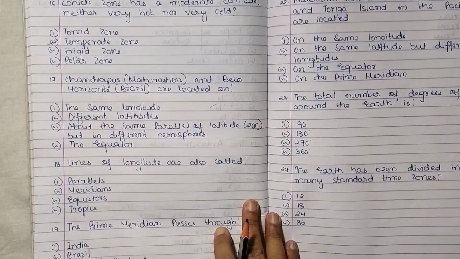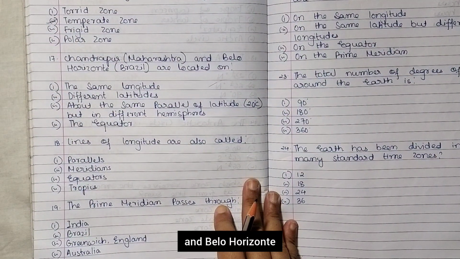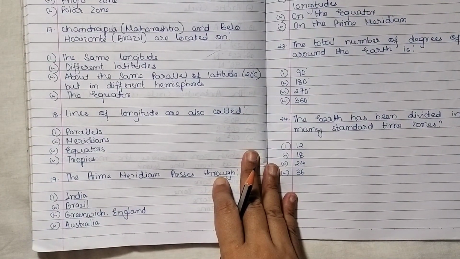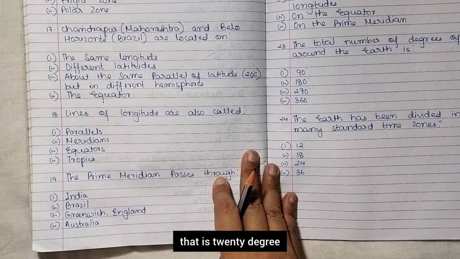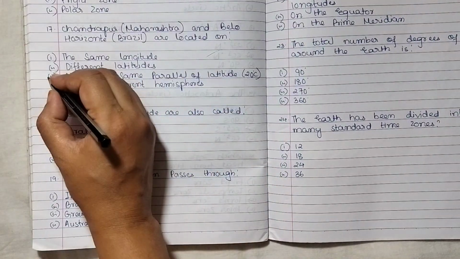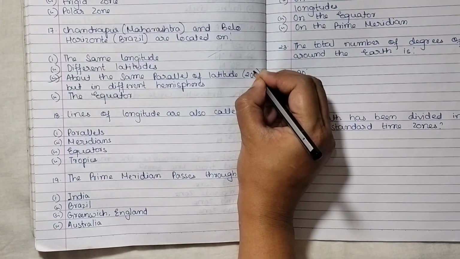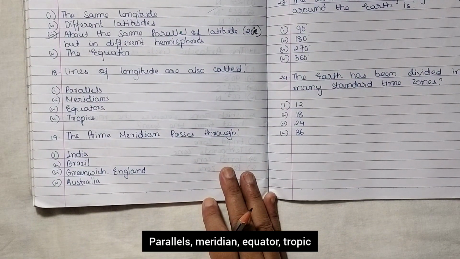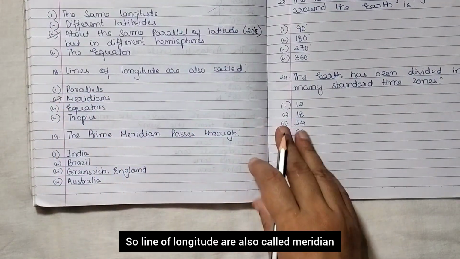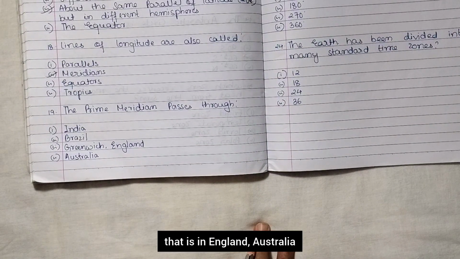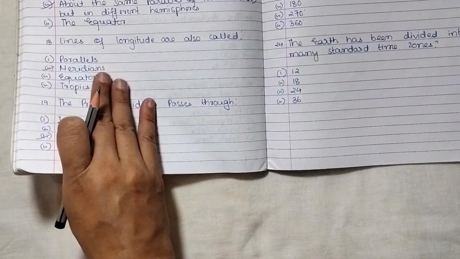Temperate zone. Chandrapur, that is in Maharashtra, and Belo Horizonte, that is in Brazil, are located on the same longitude, different latitudes, about the same parallel of latitude, that is 20 degree, but in different hemisphere. So they are located about the same parallel of latitude, that is 20 degree, right? Lines of longitude are called parallels, meridian, equator, tropic. So lines of longitude are also called meridians. The prime meridian passes through India, Brazil, Greenwich, that is in England, Australia. So it passes through Greenwich, England.